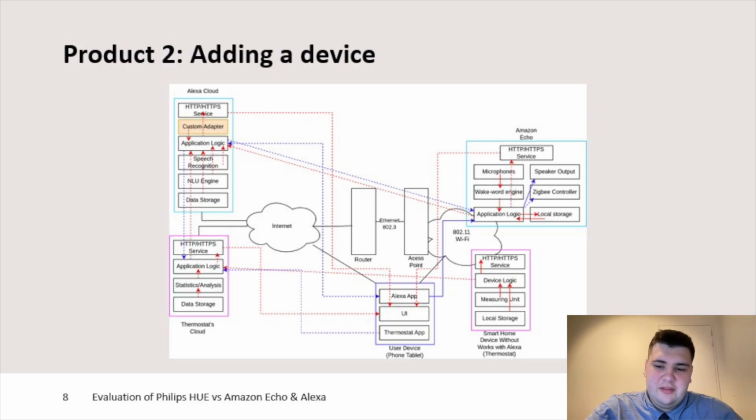And as you can see, the link from the Zigbee controller of Amazon Echo disappeared, and the Alexa cloud communicates and gains data directly from the thermostat's cloud. And we also have another app appeared on our user device.